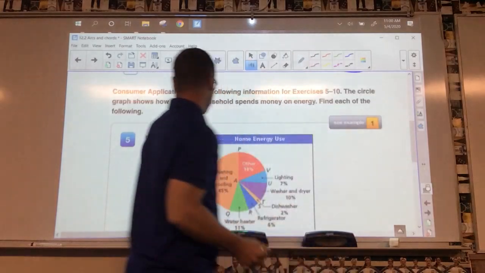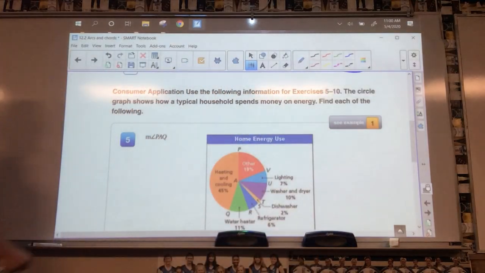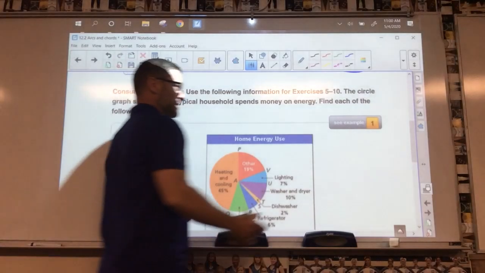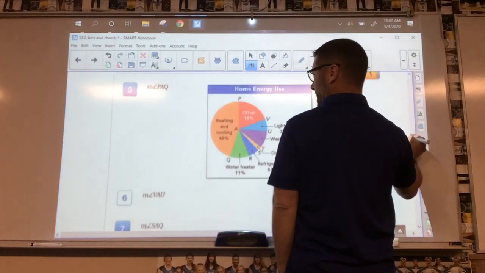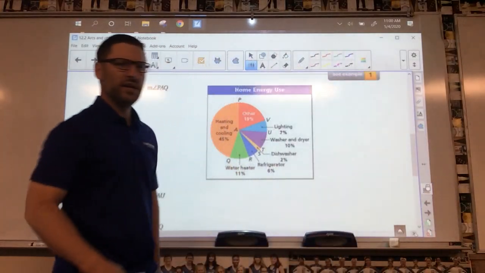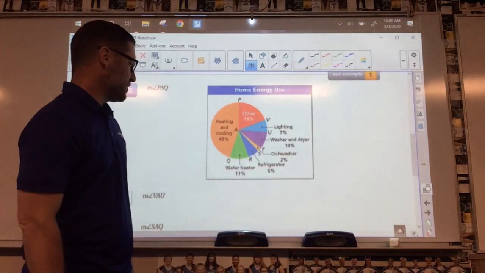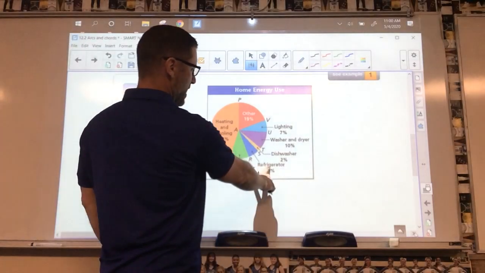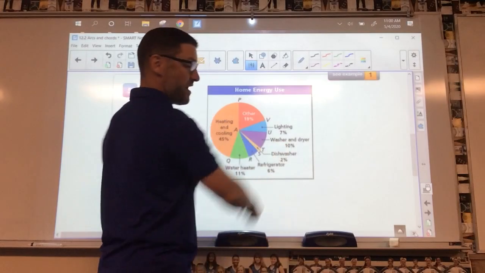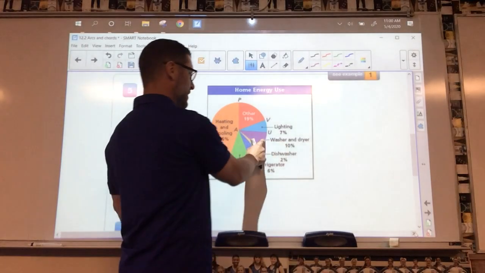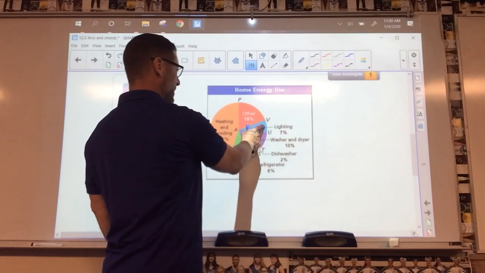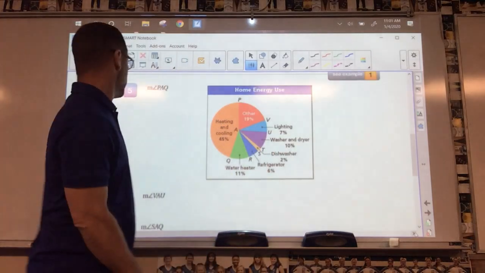All right. Consumer application. Use the following information for exercises 5 through 10. The graph shows how a typical household spends money on energy. Find each of the following. In your household, heating and cooling are probably the biggest thing. There's a lot of energy that goes into that. Your water heater takes up a lot. Fridge, dishwasher, washer, and dryer. Your dryer especially takes up a ton. And then lighting, and then other would be your devices and stuff like that.